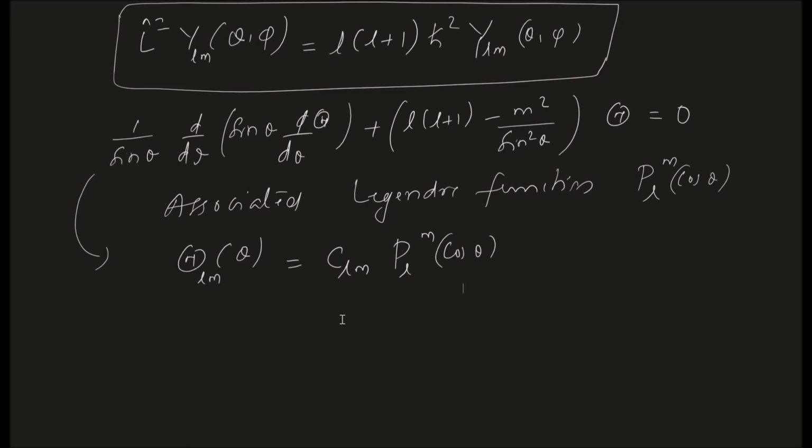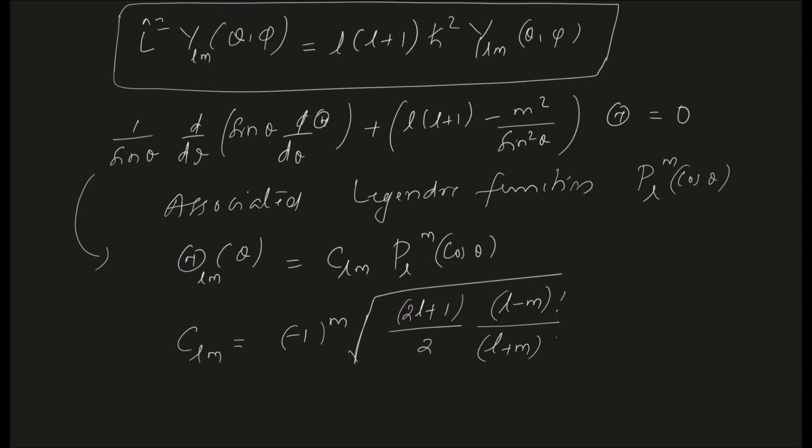Now the value of constant C_Lm can be determined from the orthonormalization condition, and if we do that from the orthonormalization condition of this associated Legendre polynomial, we will get the value of C_Lm as given by minus 1 all raised to m, square root of (2l plus 1) by 2, times (l minus m) factorial divided by (l plus m) factorial, for m greater than or equal to 0.